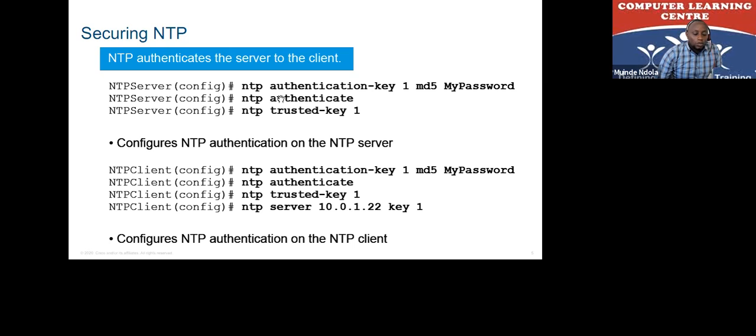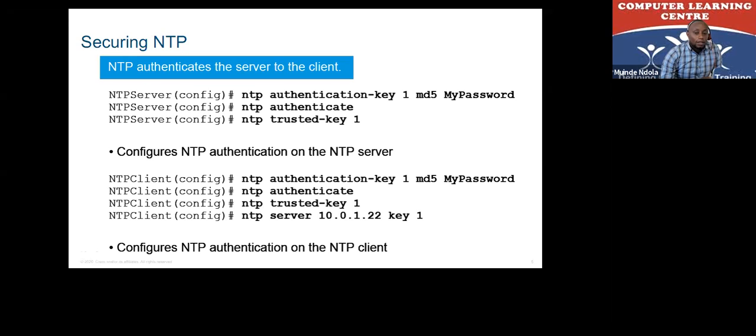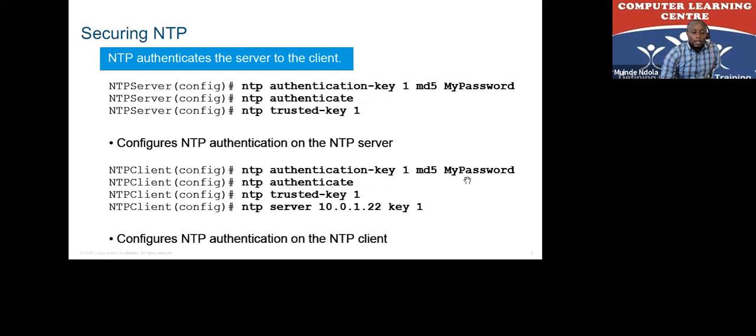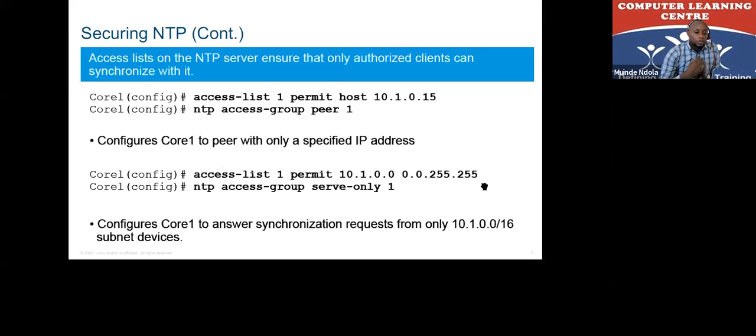So when you add the 10.0.1.22 key 1, you are telling the NTP client that now you're going to do NTP. And your NTP will use, when you say the NTP packets include, okay, include what? Include the key as specified on the NTP, and that key is key 1. And what is key 1? Key 1 has a password, my password, just for security reasons.